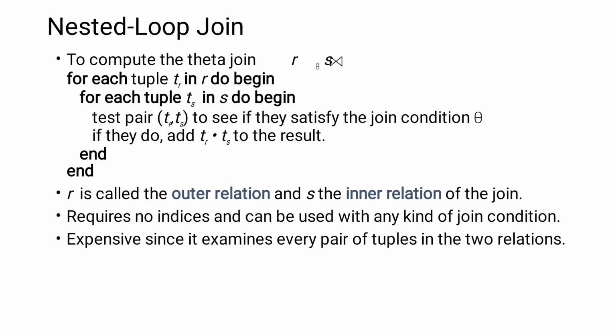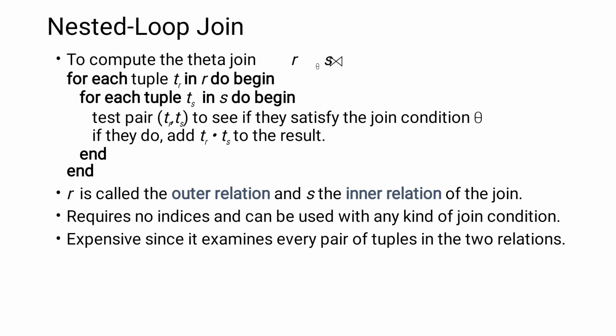This algorithm is a simple algorithm to compute the theta join of two relations R and S. This algorithm is called the nested loop join algorithm, since it basically consists of a pair of nested for loops. Relation R is called the outer relation and relation S is called the inner relation of the join.